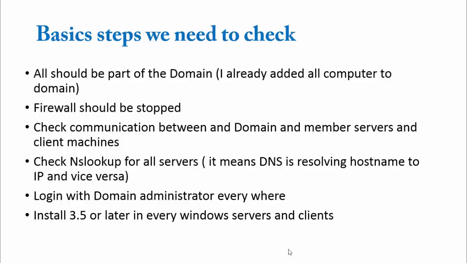Again, we need to check the communication between the domain controller, member servers and client machines. Why? Because communication plays an important role in networking. So before doing anything, check the communication with the domain controller and go forward. And nslookup: while we want to configure anything, DNS plays a major role for resolution purposes. So if nslookup is not working fine, it means DNS is not working. So you need to create A records and you need to restart the DNS once again.